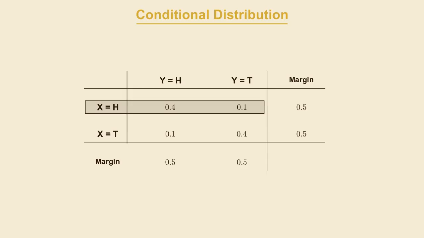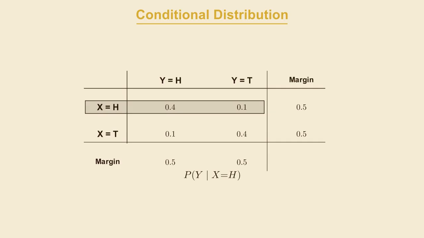Now suppose you're watching the game and coin X has already landed. It came up heads. You haven't seen coin Y yet. Given what you know, that X was heads, what's the probability distribution for Y? That's the conditional distribution of Y given X equals heads. And you find it by looking at only the row where X equals heads and then rescaling those probabilities so that they sum to 1.